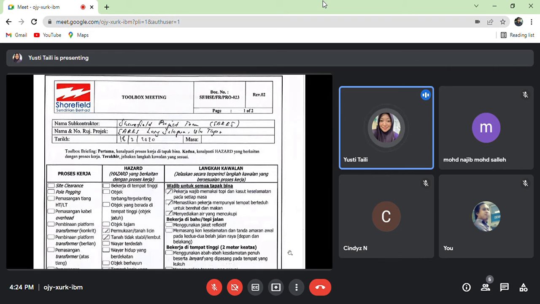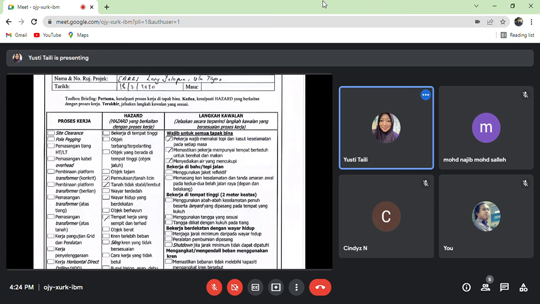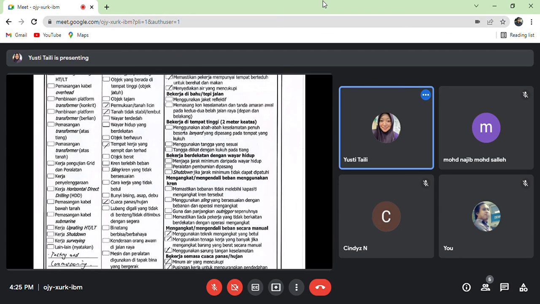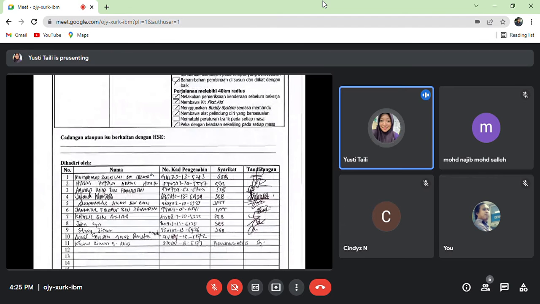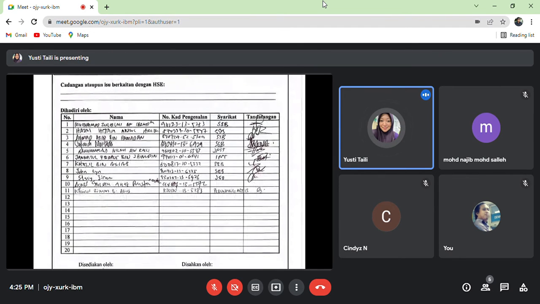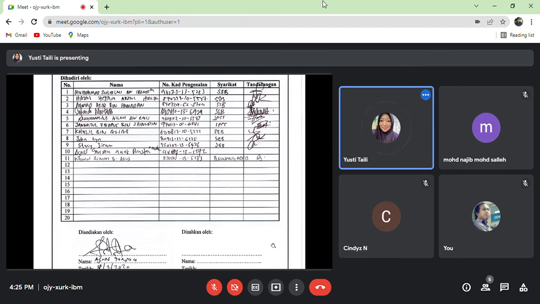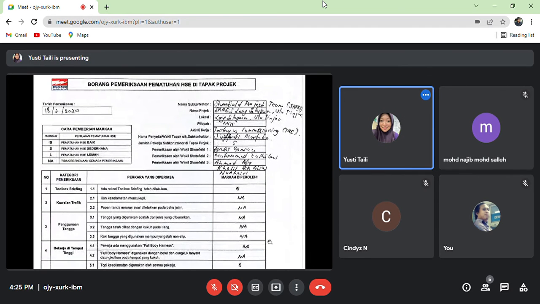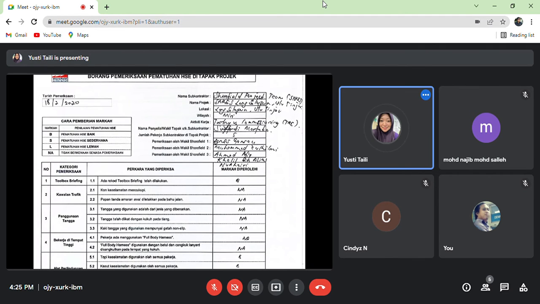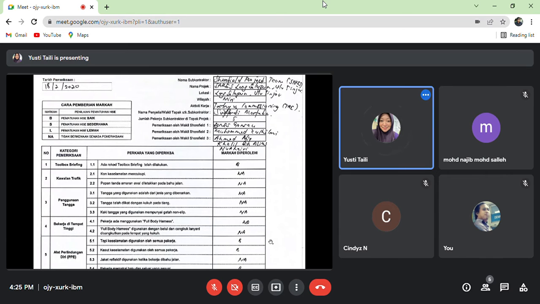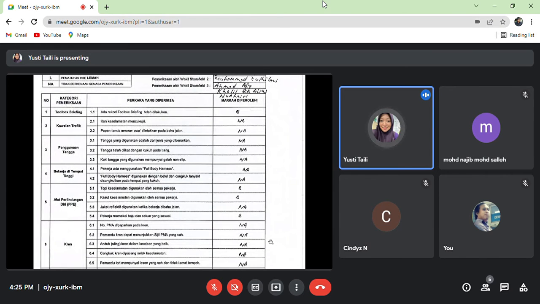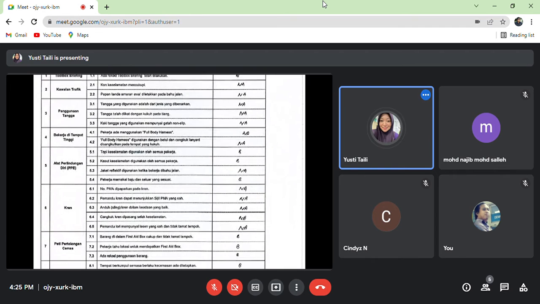This is an example of the toolbox meeting checklist. This is the list of workers before they start the work. They have to register, then double-check the green card and everything. This is the checklist for safety, meaning the safety boots, the safety shoes, then the safety helmet, then the vest.